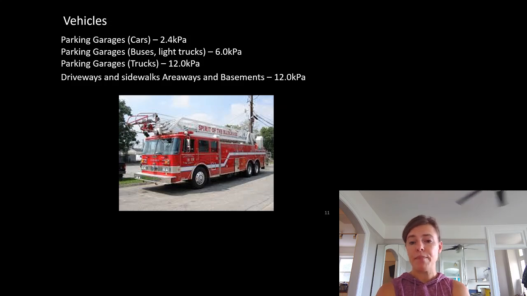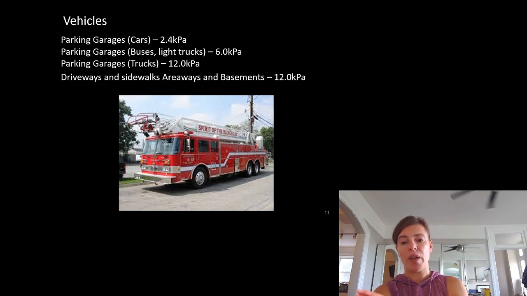But we know that often buses and light trucks might go into parking garages if they have high enough ceilings. For those, we would say 6 kPa because we've got a bit of extra height there. The big one is big trucks, and that includes fire trucks, which are very, very heavy and dense relative to their footprint, especially if they have a small water reserve or other gear on them. I know that they often use the pump, but the pump itself is very heavy. For those, we use 12.0 kPa.